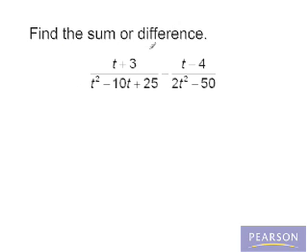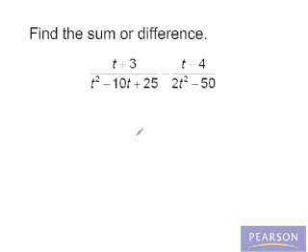Find the sum or difference. We're given (t + 3)/(t² − 10t + 25) minus (t − 4)/(2t² − 50). Before we subtract these two fractions, we need to determine a least common denominator.